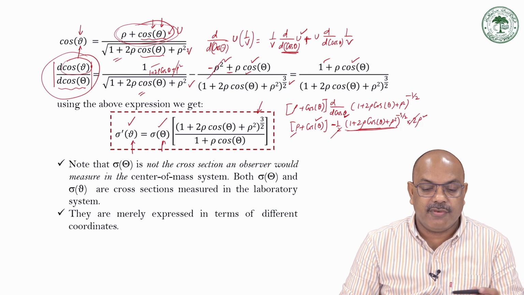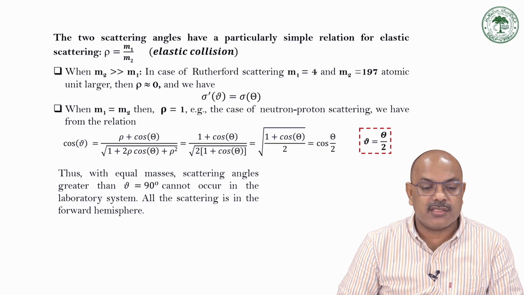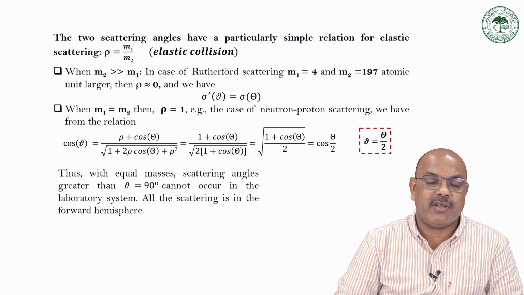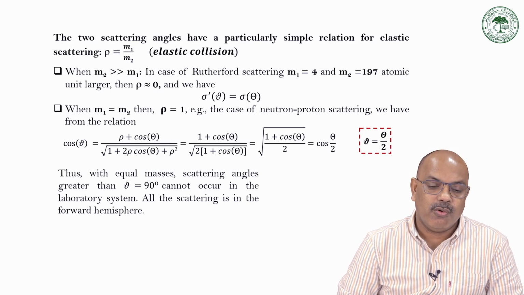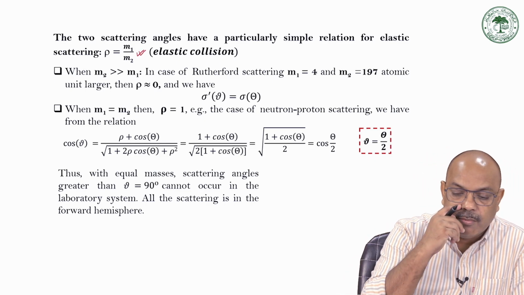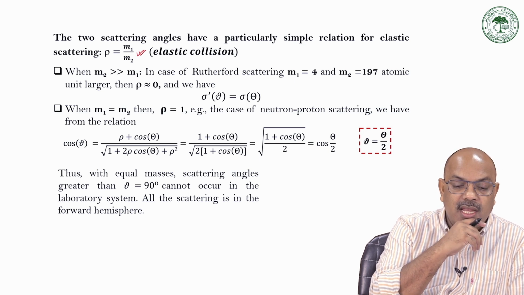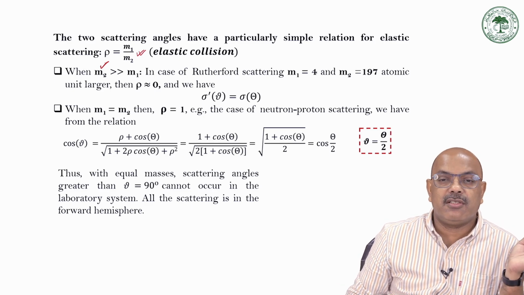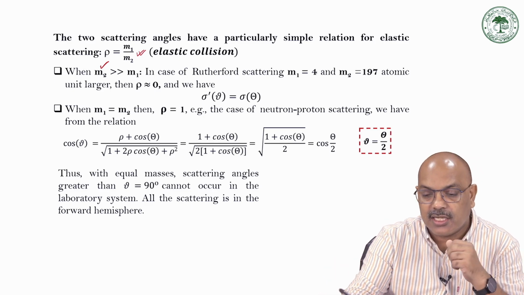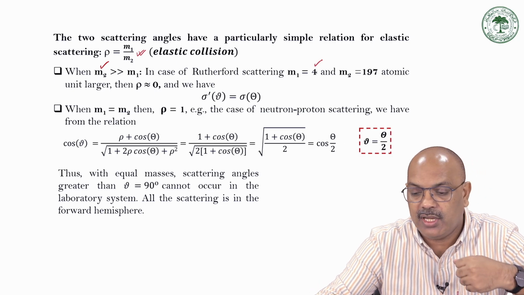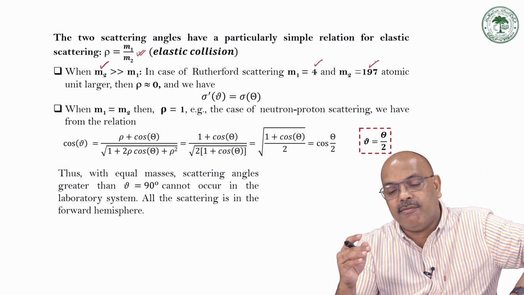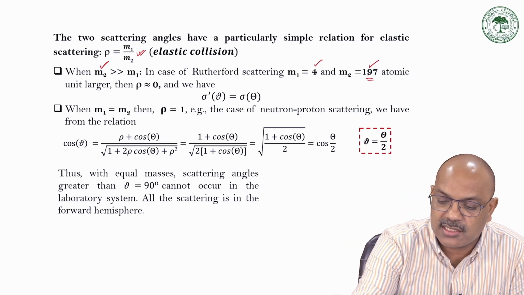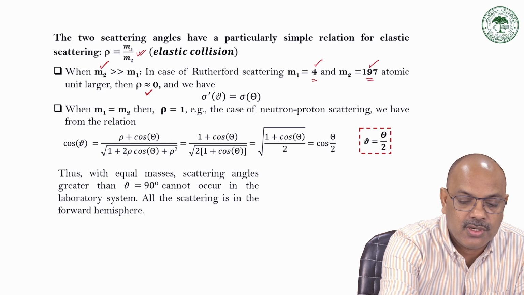On the basis of this expression, we can discuss some conditions, like in the case of elastic collision. We know that in elastic collision, rho is m1 by m2. If my target is very heavy, like in Rutherford scattering, where you have a helium particle with m1 equal to 4 and gold with around 200 atomic AMU, then m2 is very large compared to m1, so rho is going to be 0 from this relation.